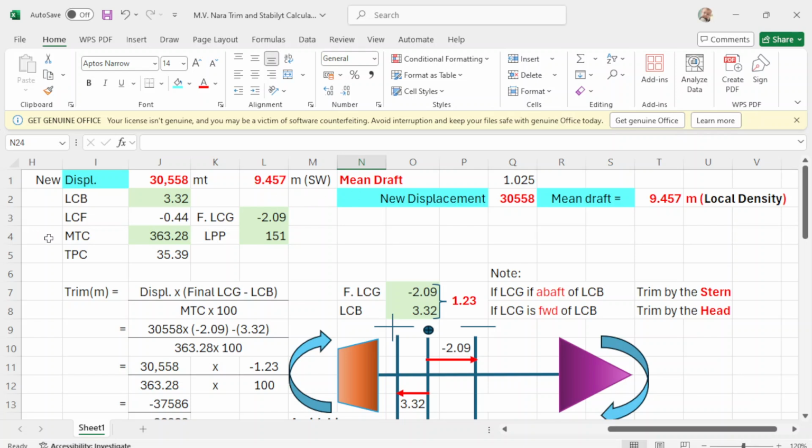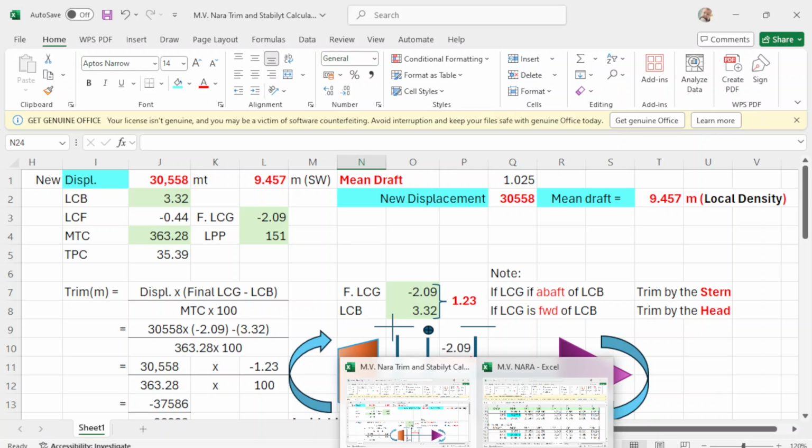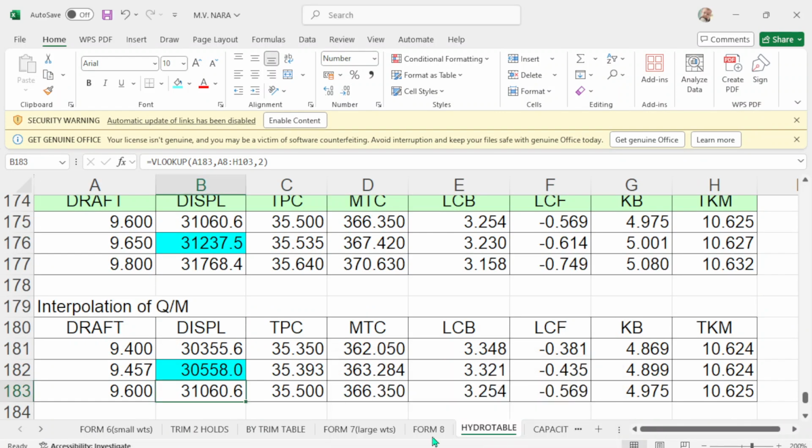Okay, so let's take the LCB, LCF, MTC, TPC. So what is LCB? Go to the program. LCB is negative 3.321.